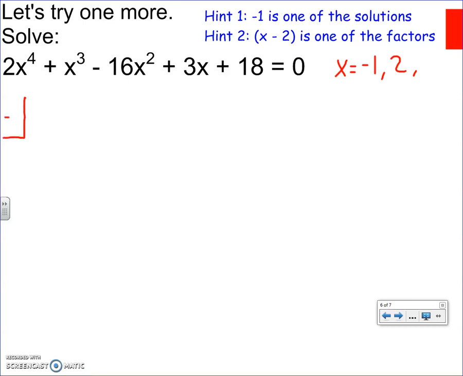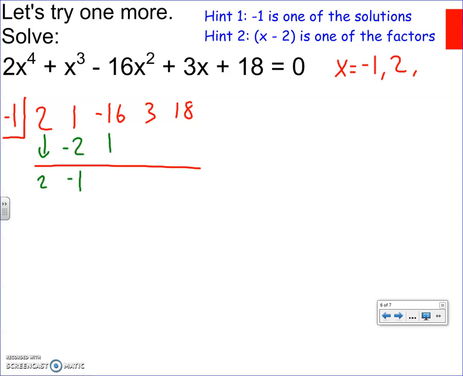If the answer is -1, that's the root. I put it in the box. Degree 4, there should be 5 things. Good. 2, 1, -16, 3, 18. Draw the line. Drop, multiply, add, multiply, add, multiply, add, multiply, add. That's good. It should end with 0. If it ends with 0, that means it was really a root.